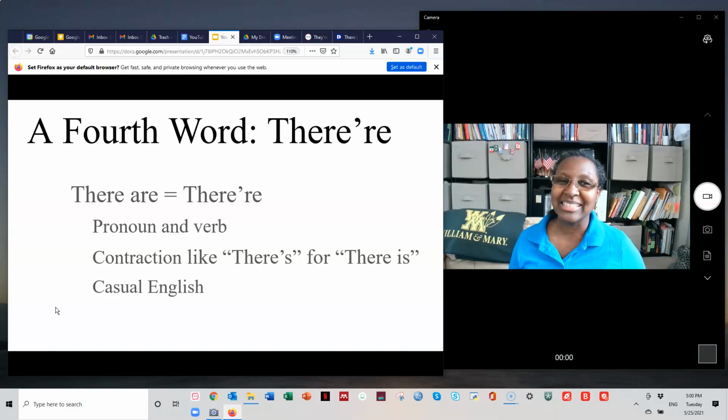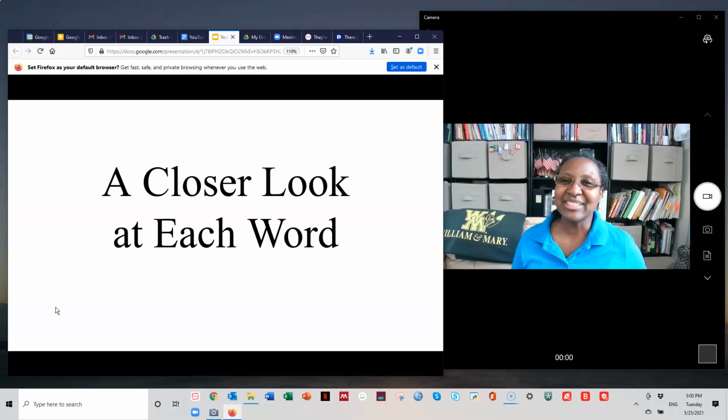And it's because it's technically casual English. It's not grammatical. It's there are. So you have the pronoun there and the verb are that blend to become a contraction, there're. Just like there is becomes there's. There are drops the a, adds the apostrophe re, and becomes there're. It's casual because it happens when English speakers speak quickly. If you want to say something like, there are a lot of people, it might come out, there're a lot of people, when you're speaking fast in English. Let's take a closer look now at each word.